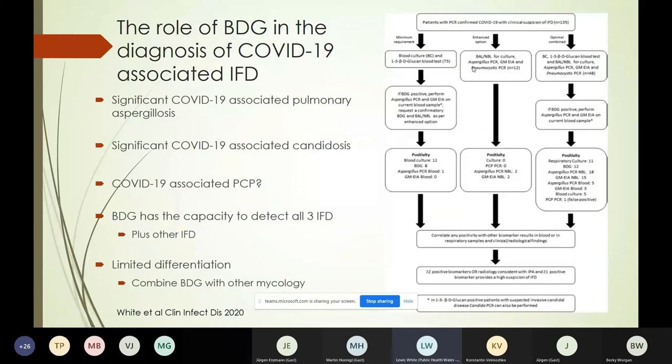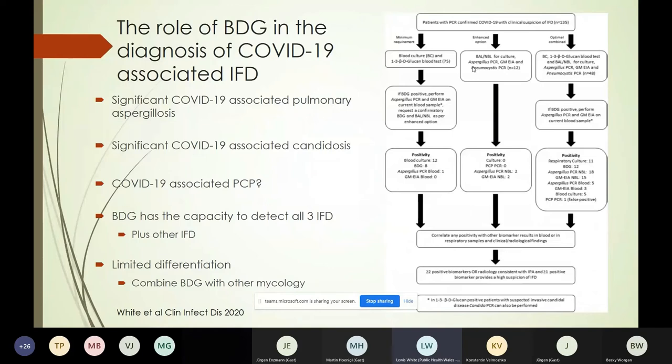Of course, differentiation can be difficult based on BTD-glucan alone. So subsequently, you need to combine BTD-glucan with other mycology. And what you can see over on the right is what we actually incorporated for the management of our critical care COVID-19 patients. And the minimum requirement was a blood culture and a serum for BTD-glucan testing.